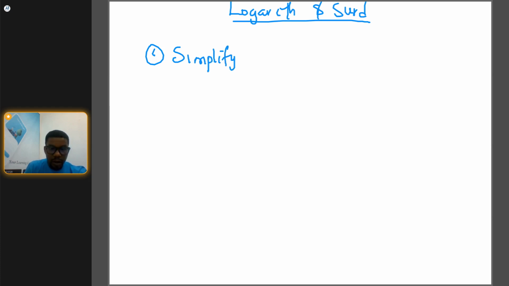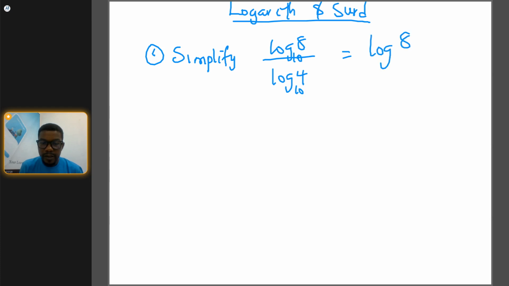Simplify log 8 over log 4. Both are in base 10. Over to you. Log 8 base 10 over log 4 base 10. I want you to simplify that for me. Wow. Sadu Emmanuel said the answer is 2. Do you have any other response? I'm still giving the grace.